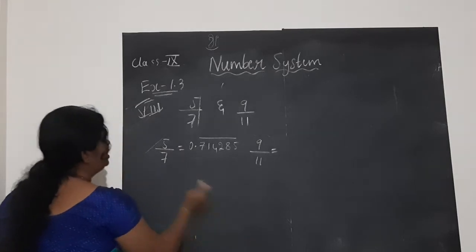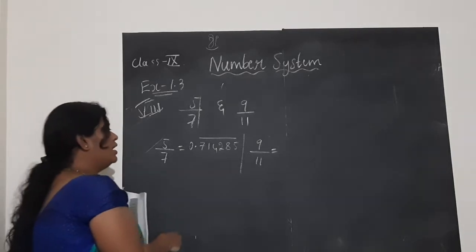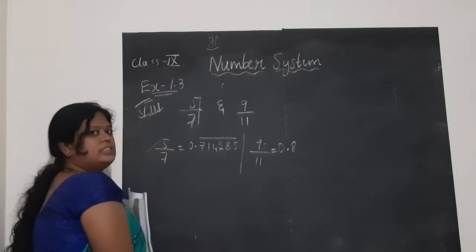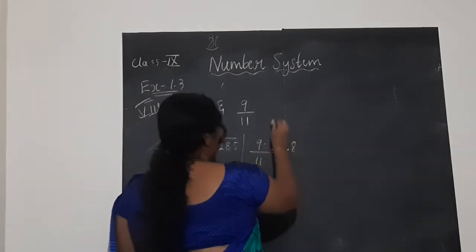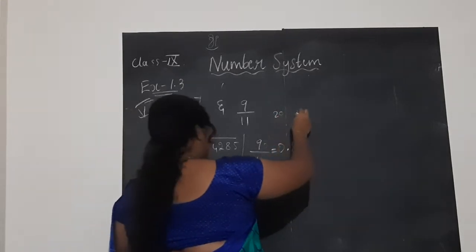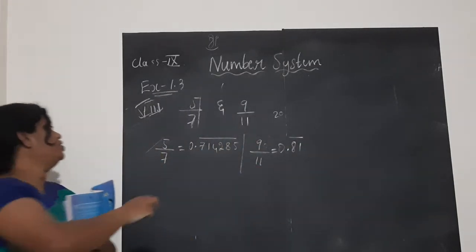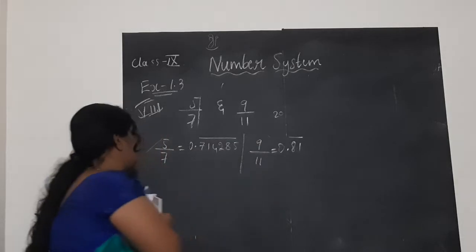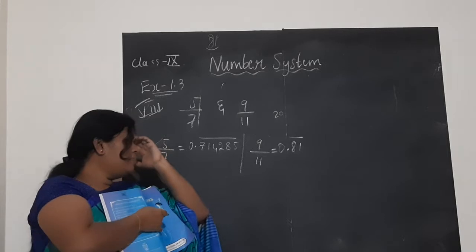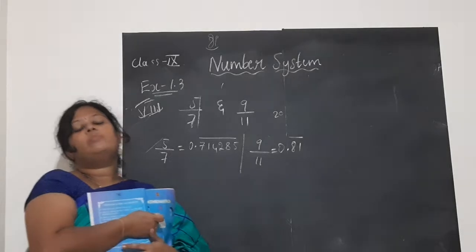Like that, if you go on finding, children, we will wind up at this point. So like this we got the decimal expansion for 5 by 7. Similarly, for 9 by 11, if you take 0 point, it becomes 90. So 11 eights are 88, the remainder is 2. Then 20, 11 ones are 11, 20 minus 11, remainder, and like that if you do, children, you will get 0.81 bar. So we have found the decimal expansion of 5 by 7 and 9 by 11, which are 0.714 and 0.81 bar.